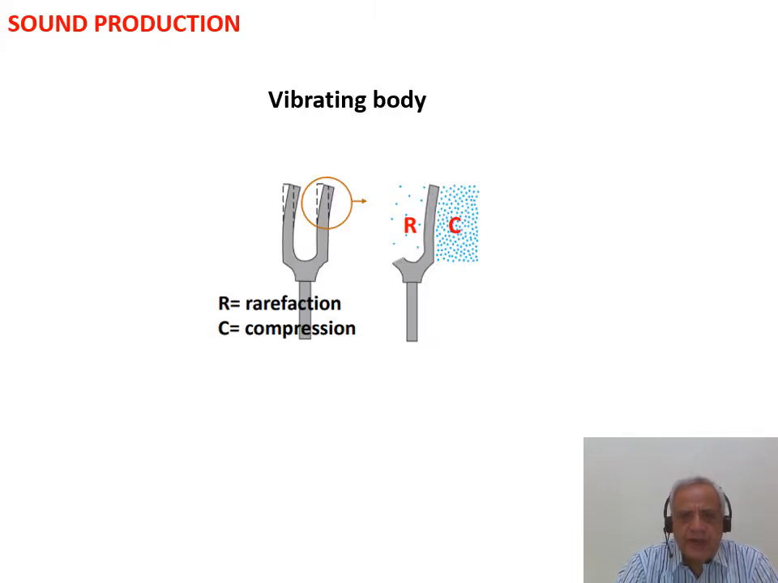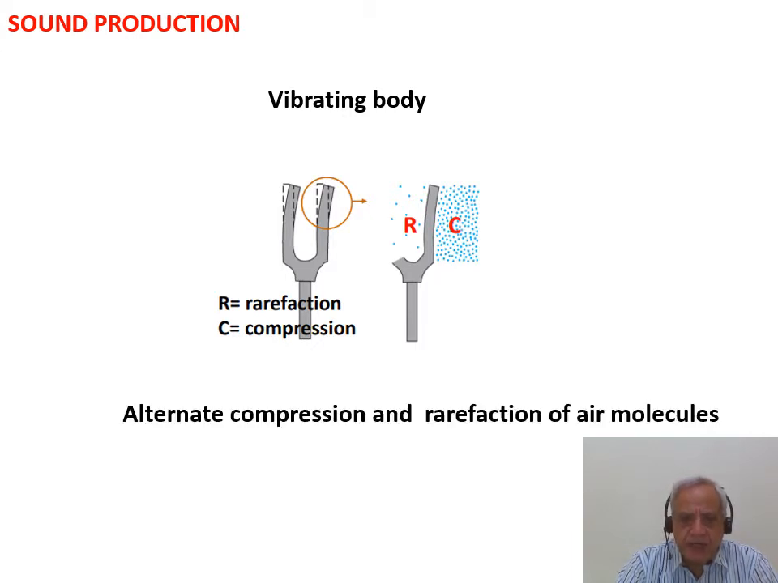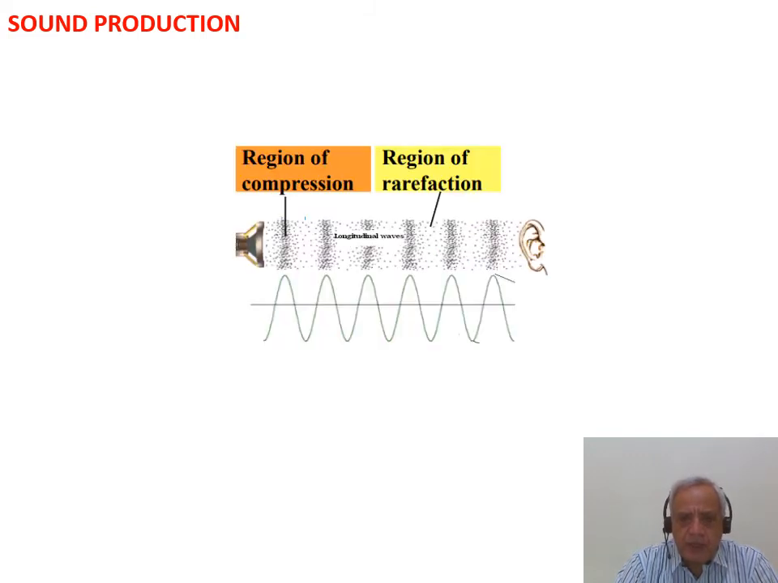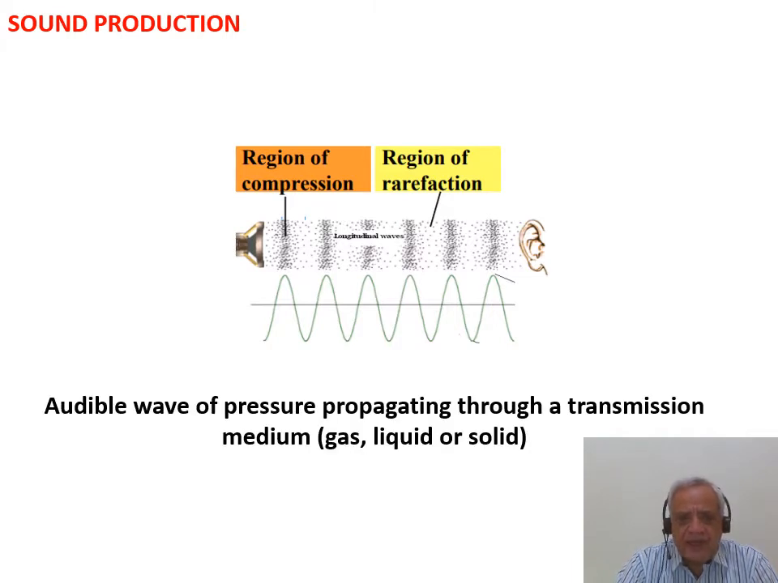Sound characteristics. Usually sound is produced by any vibrating body, which has compression and rarefaction. This alternate compression and rarefaction is usually behind the production of sound. So sound can be defined as an audible wave of pressure propagating through a transmission medium. There should be a medium transmitting these pressures of compression and rarefaction. This medium is usually air. It could be liquid or solid, but usually it is air.